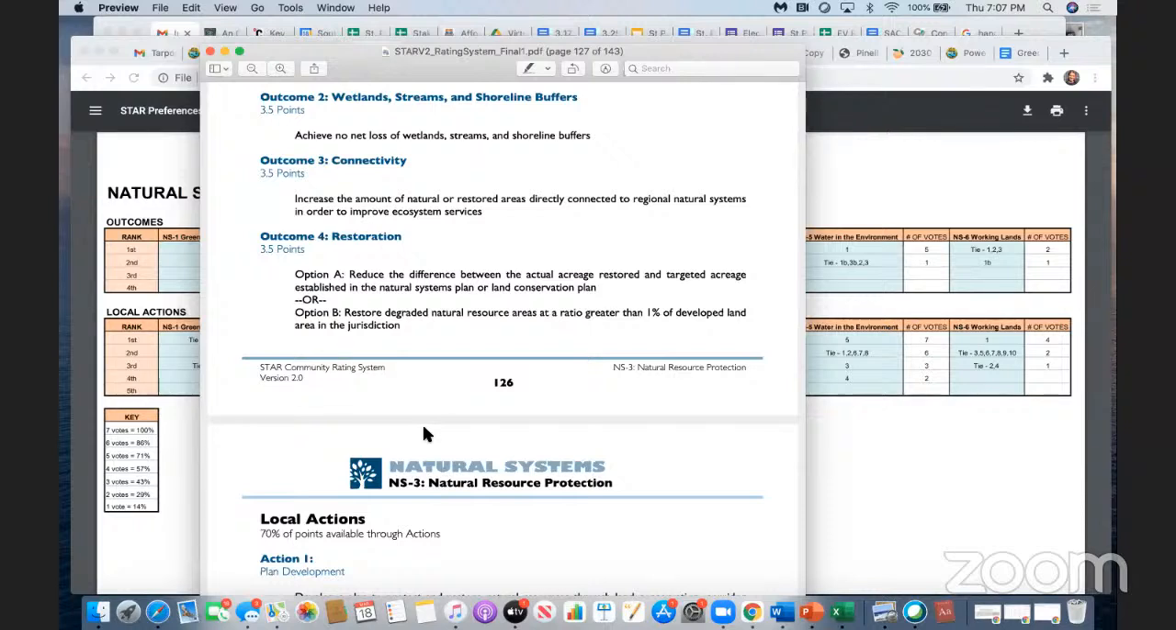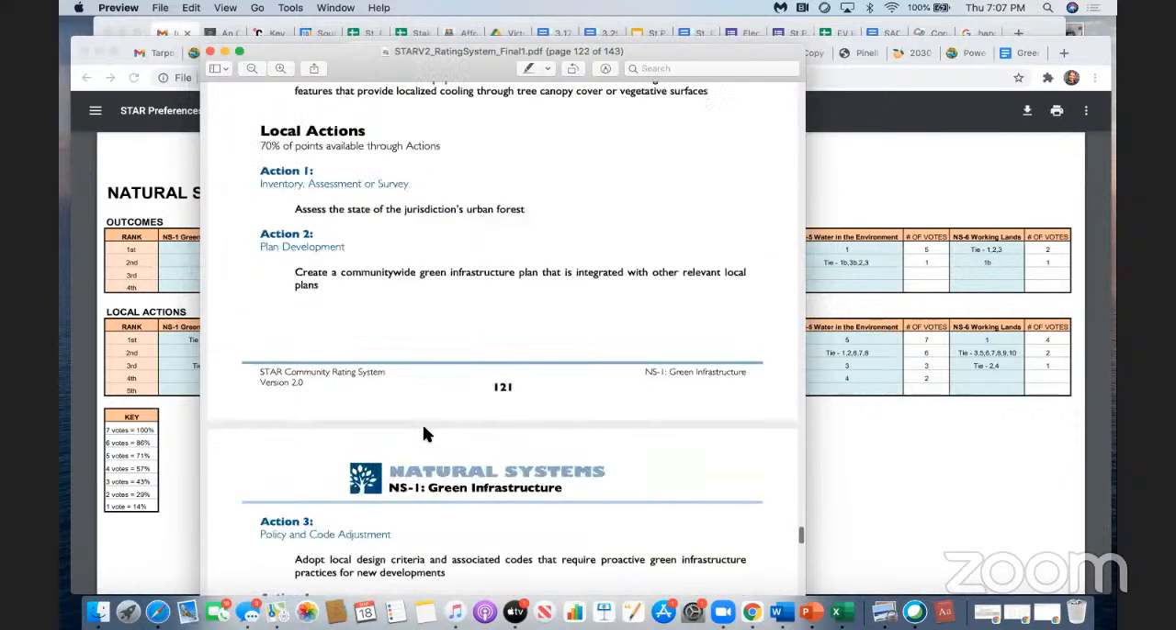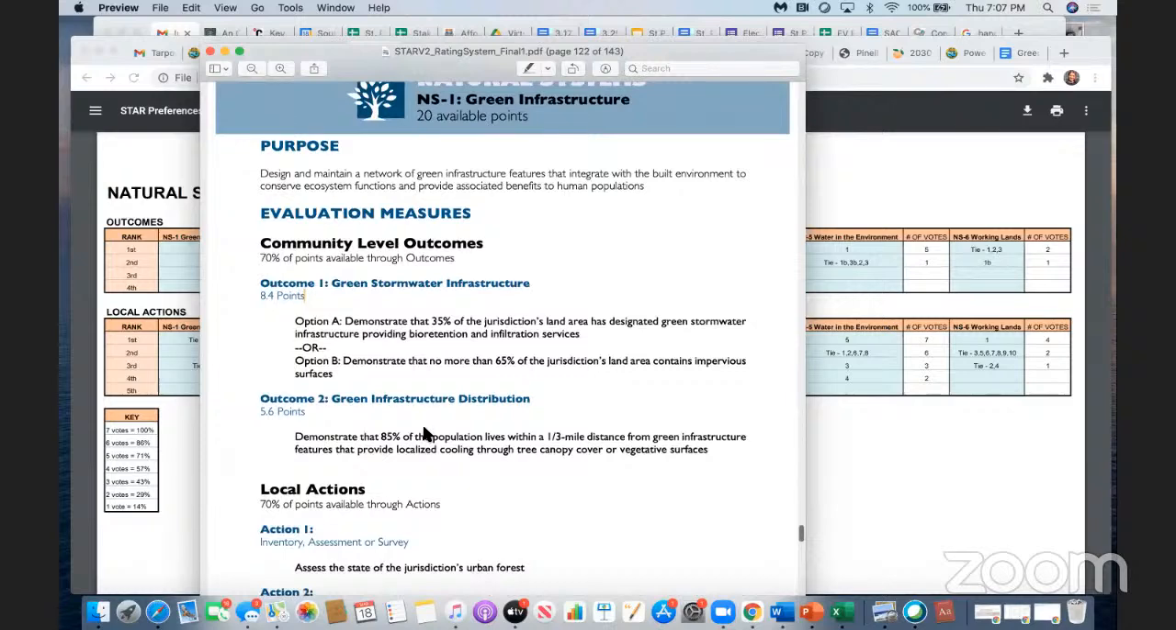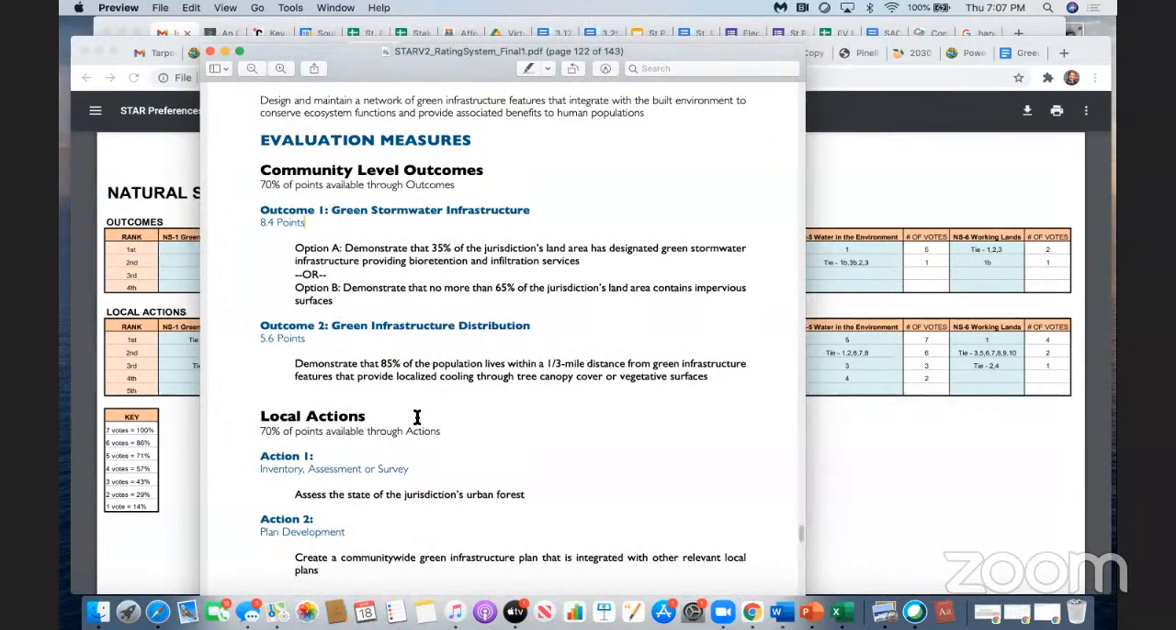And then moving on with 4 votes, natural systems 1. So we're going back to green infrastructure. Outcome number 2, demonstrate 85% of the population lives within a 1/3 mile distance from green infrastructure features that provide localized cooling through a tree canopy or vegetative surfaces.